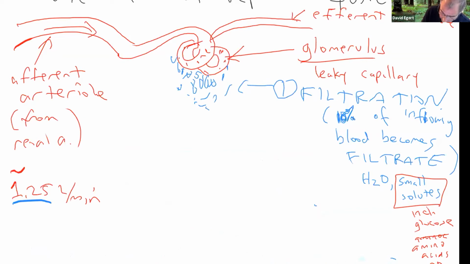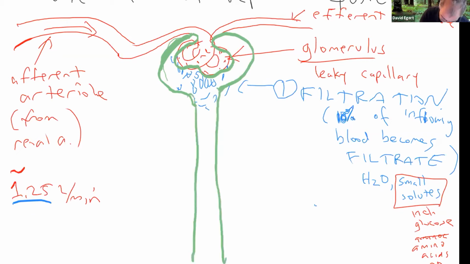So what we're going to do is we're going to capture this filtrate in this renal tubule. There's this thing called the Bowman's capsule, or renal capsule. It's kind of like a catcher's mitt holding on to this glomerulus, this little balled up thing of leaky capillaries, and it captures the filtrate. So now the filtrate is going through here, and this is going to give us a chance to process it.